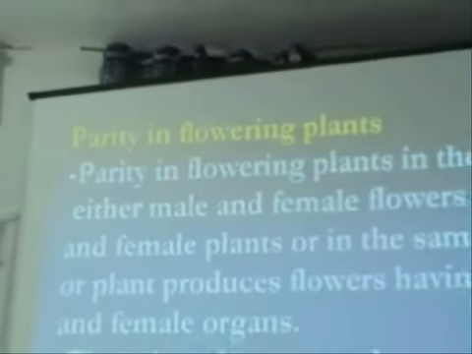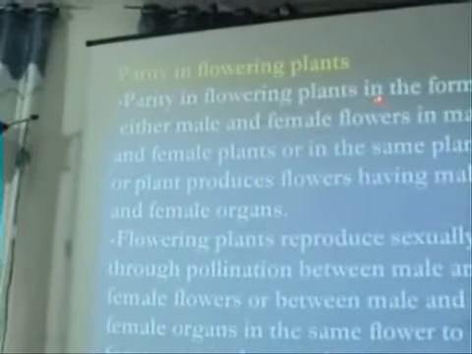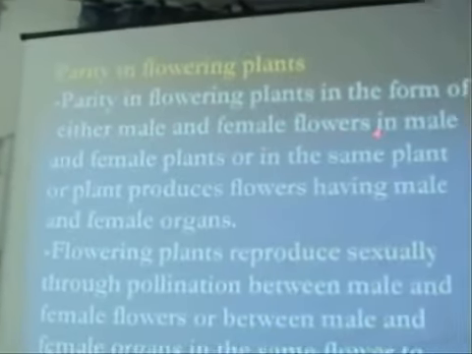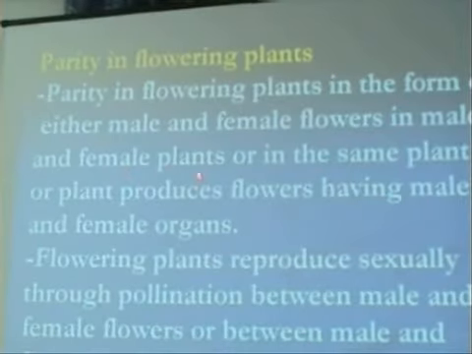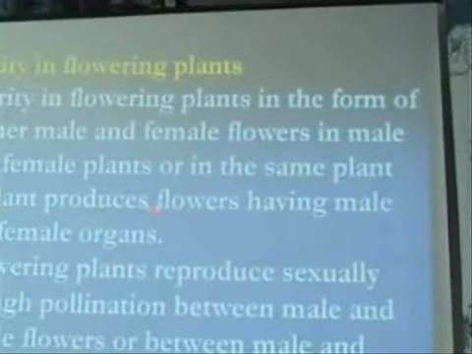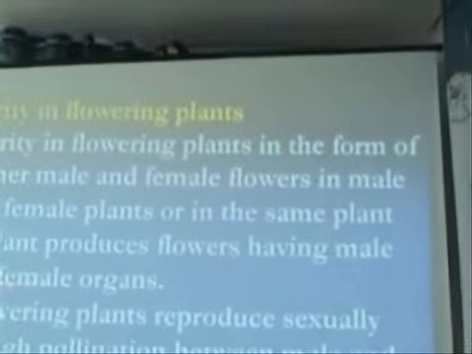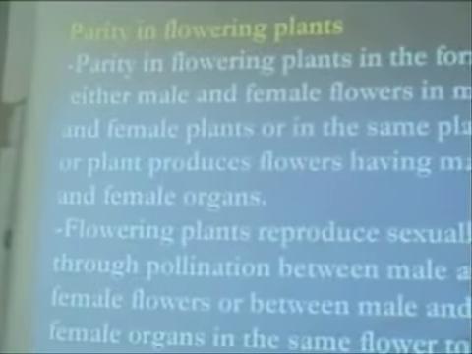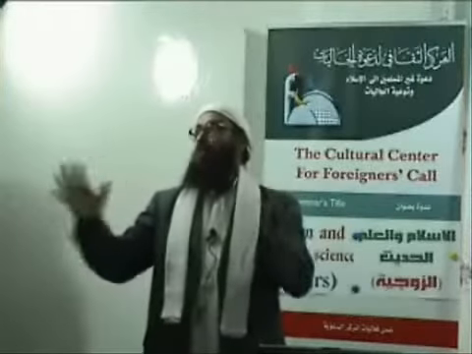How? Parity in flowering plants is in the form of male and female flowers in male and female plants, or in the same plant, or a plant that produces flowers having male and female organs. You would like to understand this. Now, parity in flowering plants comes through male and female type flowers.